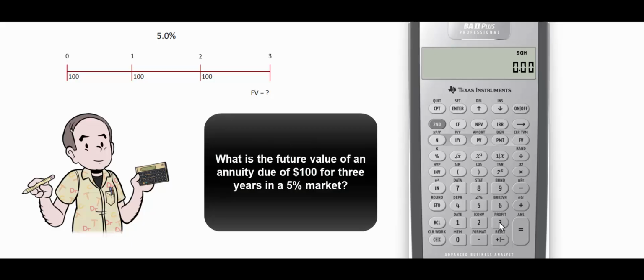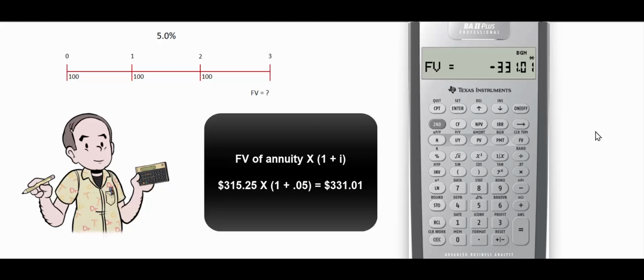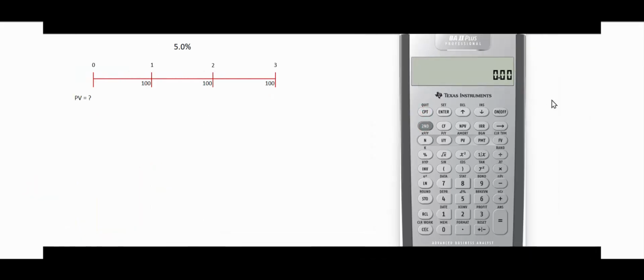So what's the N? 3 is the N. What's the I? 5 is the I. There's no PV, but the payment is 100. And what does it grow to? Compute future value. And there's that 331.01, which you already calculated. All right, now here's what we got to do right now. Hit second, begin, second, set, second, quit. And now it's set back to end where it belongs.